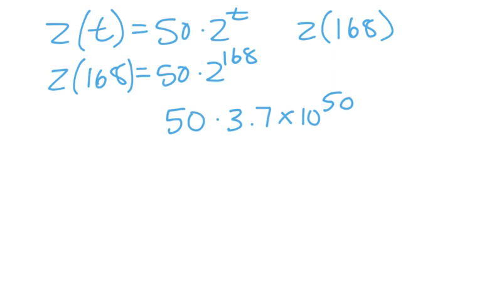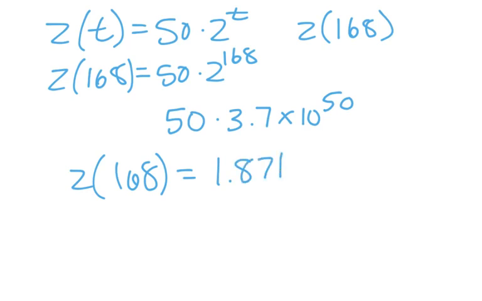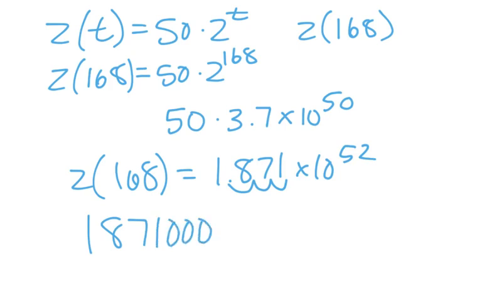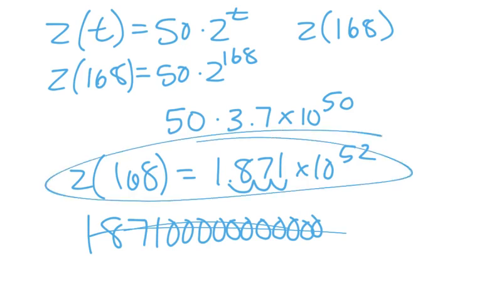So just keeping my calculator, I times that by 50, and I get z of 168 equals 1.871 times 10 to the 52, which means I would go 1, 2, 3, and then I would do 49 zeros. Okay, and I'm not going to do that, but that would be an enormous number, wouldn't it? Okay, so that was the answer to number 4. I'm not going to write that one again.